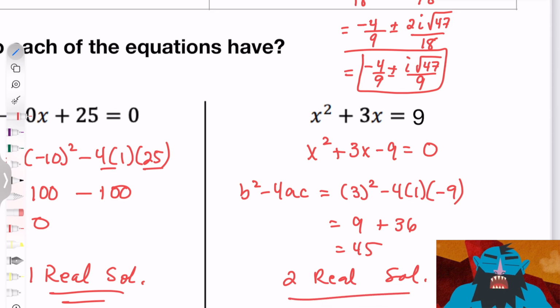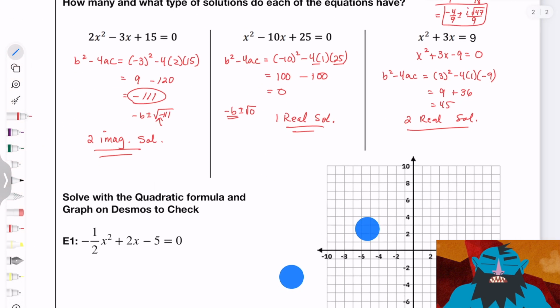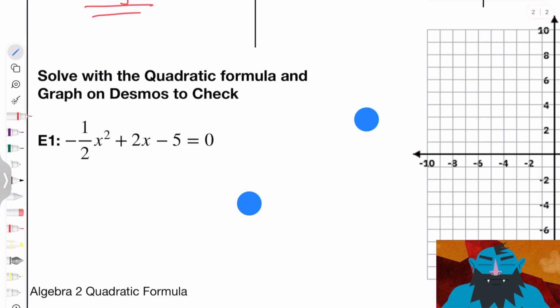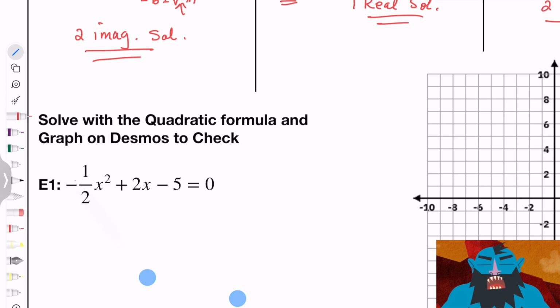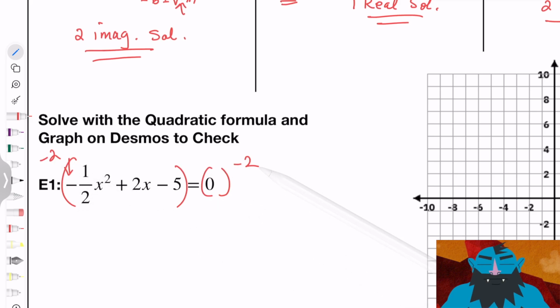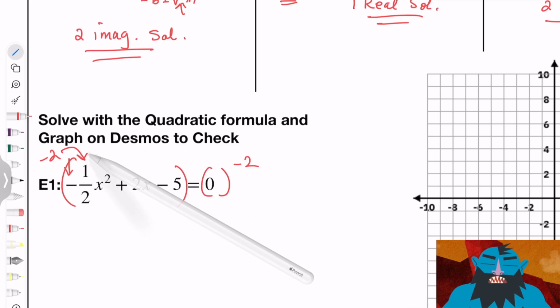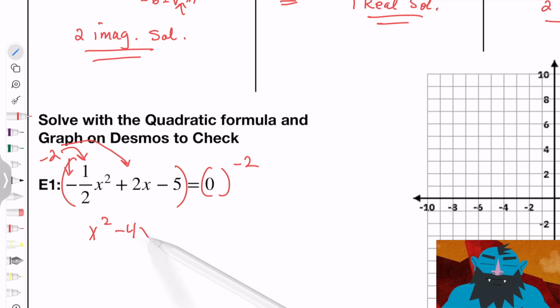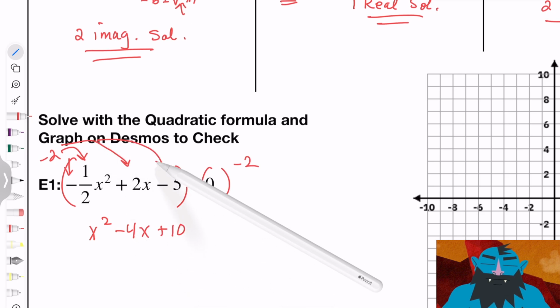And my last problem here, this is one you should try on your own, so I'll just run through it real quick. I don't like this fraction or that negative out front, so I'm going to take this whole side and multiply it by negative 2. And that means I've got to do the other side. Negative 2 times a half is 1, and negative times negative is positive, and I've got to distribute it, so negative 4x and positive 10. Negative 2 times negative 5.